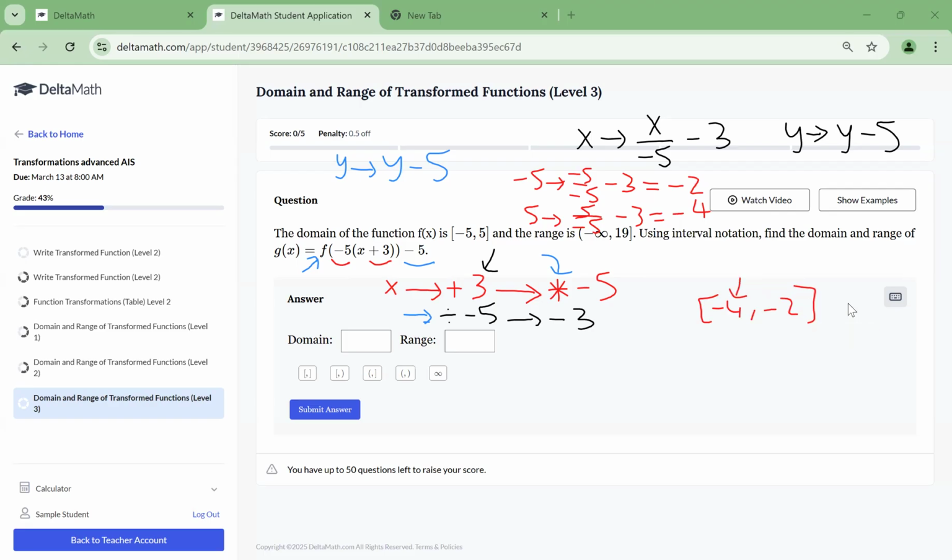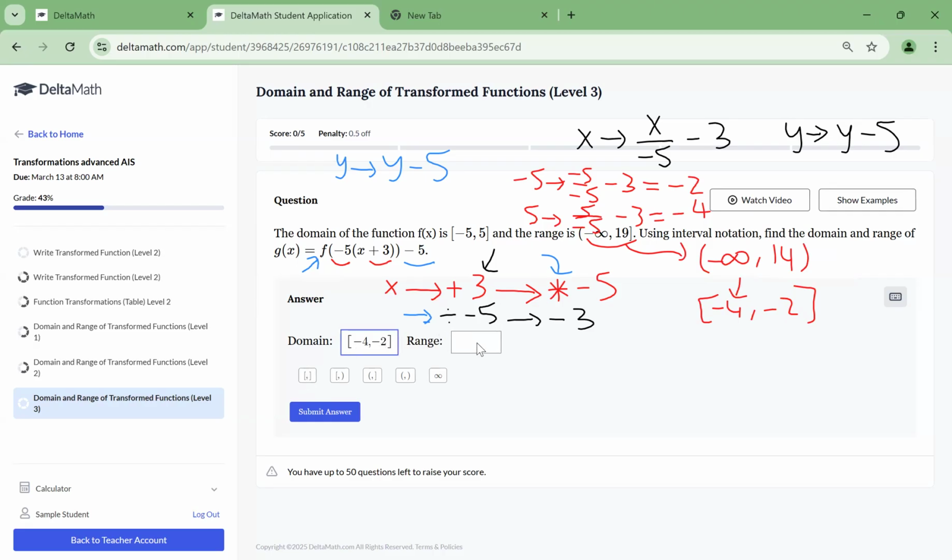For the range, all we have to do is just take this and subtract 5. So minus infinity minus 5 is just minus infinity. 19 minus 5 is just 14. Let's plug these in. So -4, comma, -2. And for this, we have negative infinity. And excuse me, I seem to have made a mistake. Yeah. So just a small mistake here. Negative infinity and 14 is in a square bracket like this. So negative infinity and 14 in a square bracket.